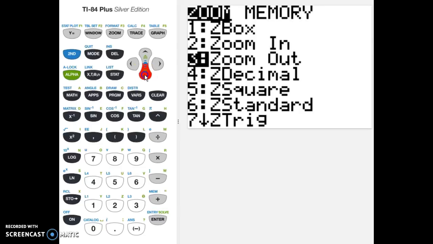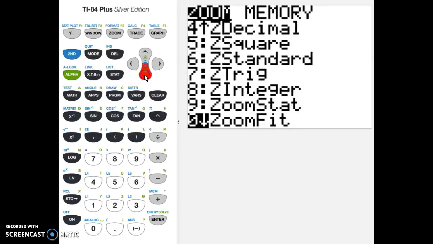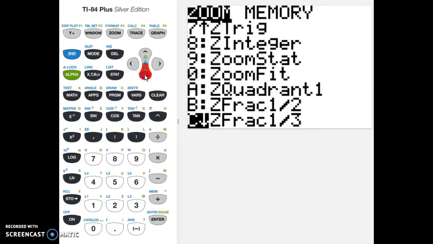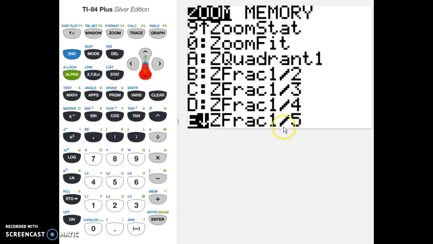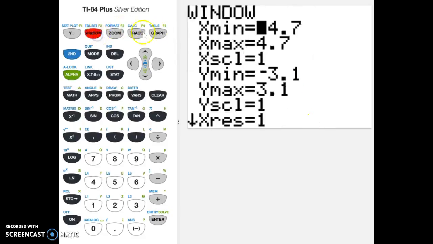Zoom in, zoom out, I think you're familiar with. There are some other zoom integer that will make your trace button go by whole numbers. Here, this will make your trace button go by these fractions. So a lot of options there, and you can play around with them as you like. What's most important is that you understand how to change these yourself, and you understand what they all mean.